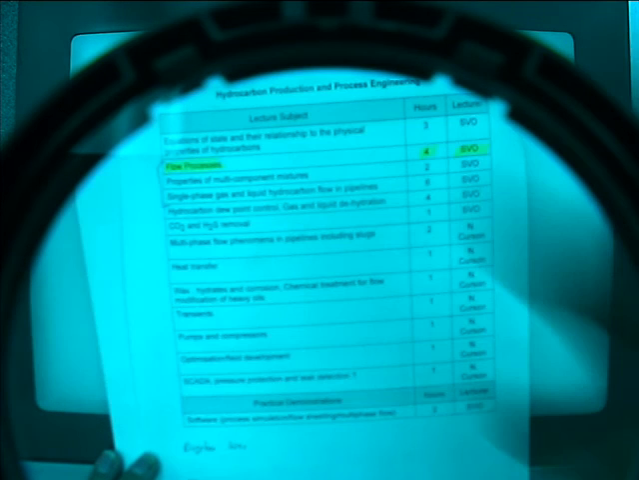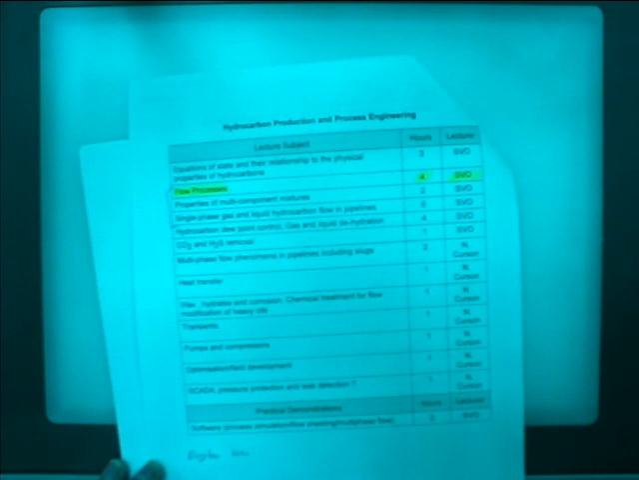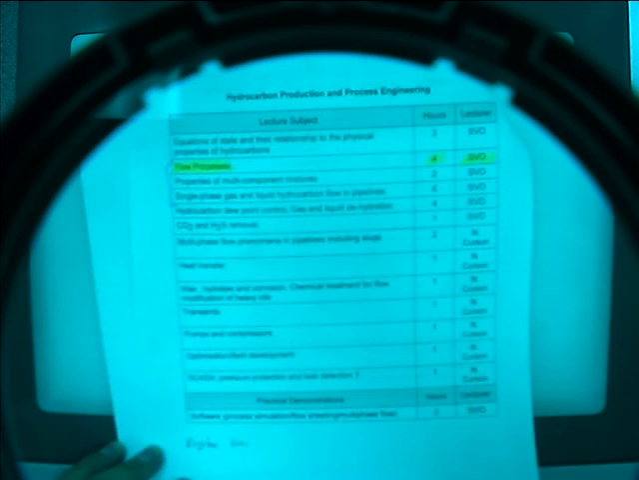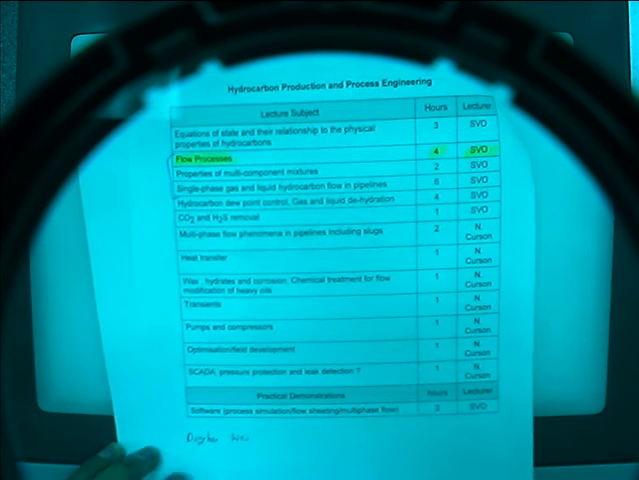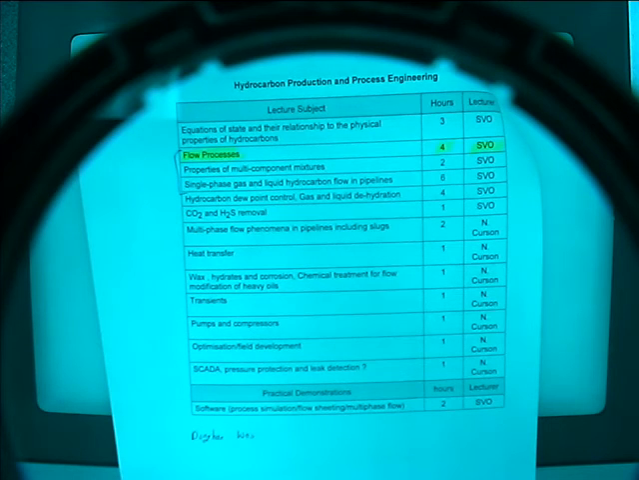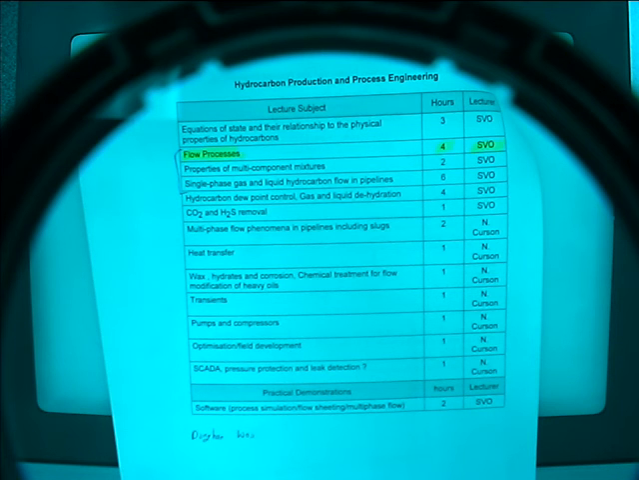And basically today we're going to discuss equilibrium. If you remember, if I go back to the timetable, right now we're basically here. Hydrocarbon dew point control, which we will discuss on the next session. And I think after Easter we'll go to CO2 and H2S removal.